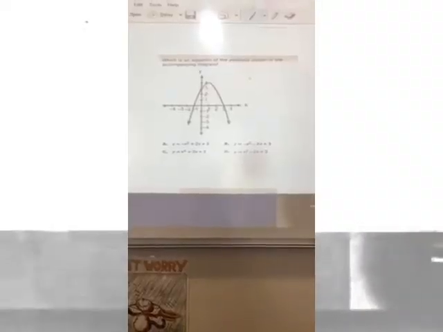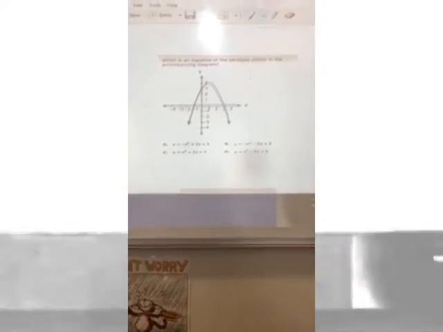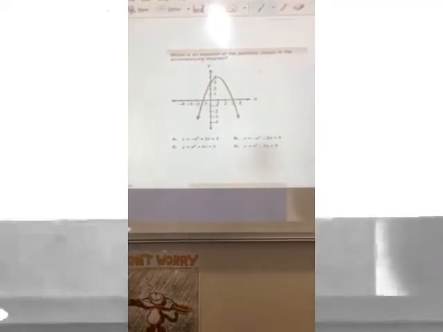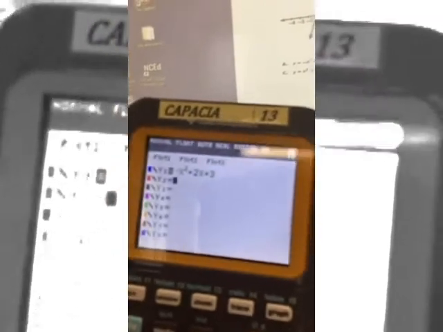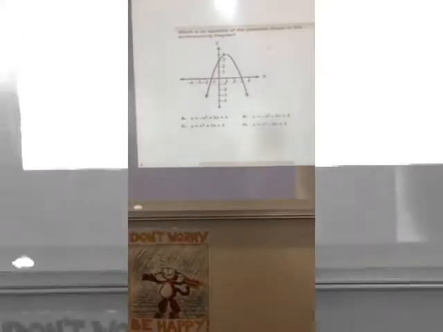In that question, it's asking us what equation out of those 4 choices gives us that parabola. So to do that, on the graphing calculator, we plug in all of those equations. So for example, answer choice A is -x² plus 2x plus 3. So we put that in the first choice. Answer choice B is -x², so we type in -x² minus 2x plus 3.